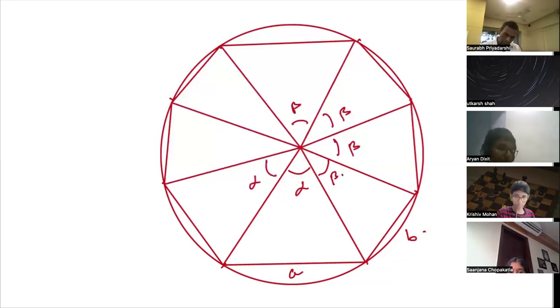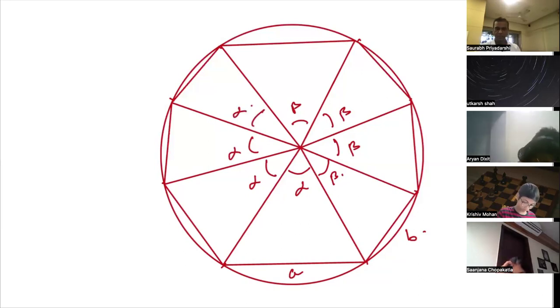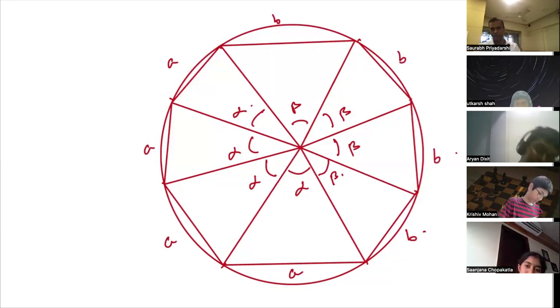This is okay now. See the diagram. Yes sir, this is one of the diagrams. These sides I'm saying A and these sides I'm saying B. This is one of the solutions that I'm giving you, right?